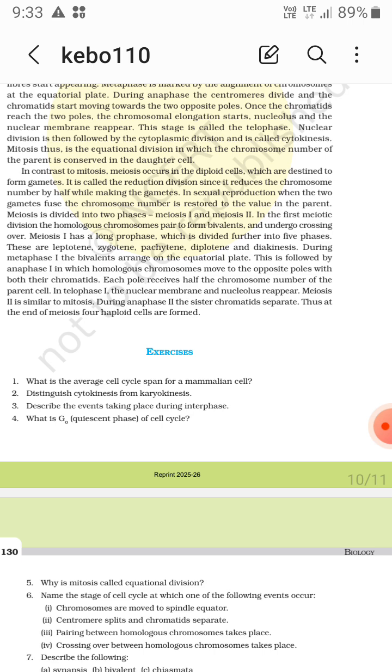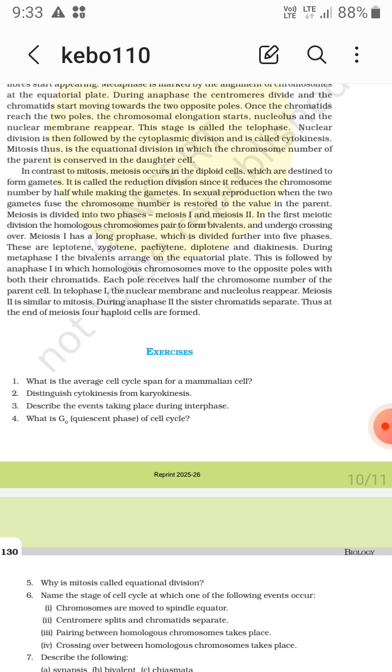Each pole receives half the chromosome number of the parent cell. Now the chromosomes are reduced in meiosis 1. Like if it's 2n, then the progeny gets n, right? Now in telophase 1, the nuclear membrane and nucleolus reappear.